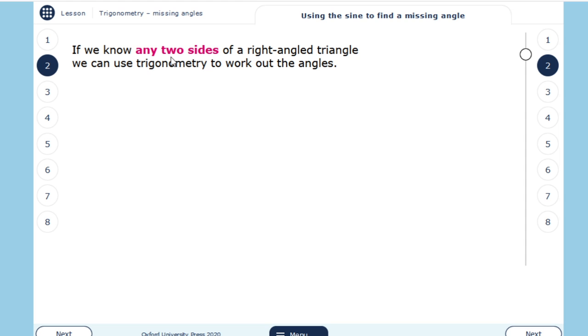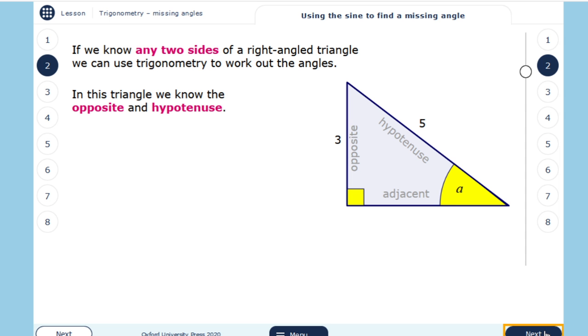Now, if we know any two sides of a right angle triangle, we can use trigonometry to work out these angles. So basically, here, in this triangle, we know the opposite and the hypotenuse. So we can calculate the sine A, which is opposite over hypotenuse, which is 3 over 5, which is 0.6.